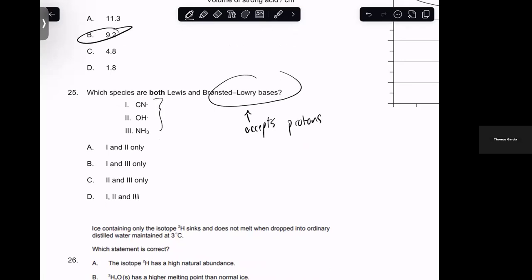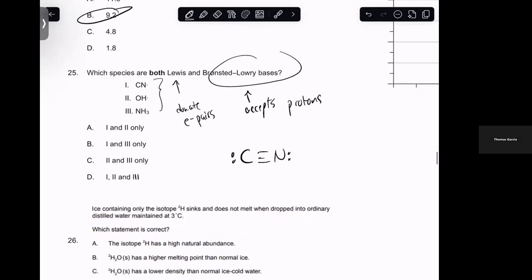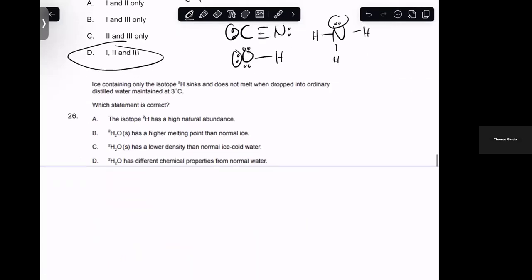Typo. But what about Lewis bases? Well, Lewis bases donate electron pairs, basically meaning that they have an electron pair for something to bond to. If we look at cyanide, it looks like this. We've got electron pairs up the wazoo. If we look at hydroxide, it looks like this. Electron pairs. If we look at ammonia, it looks like this. All of these can act as Lewis bases. So our answer is D, 1, 2, and 3.